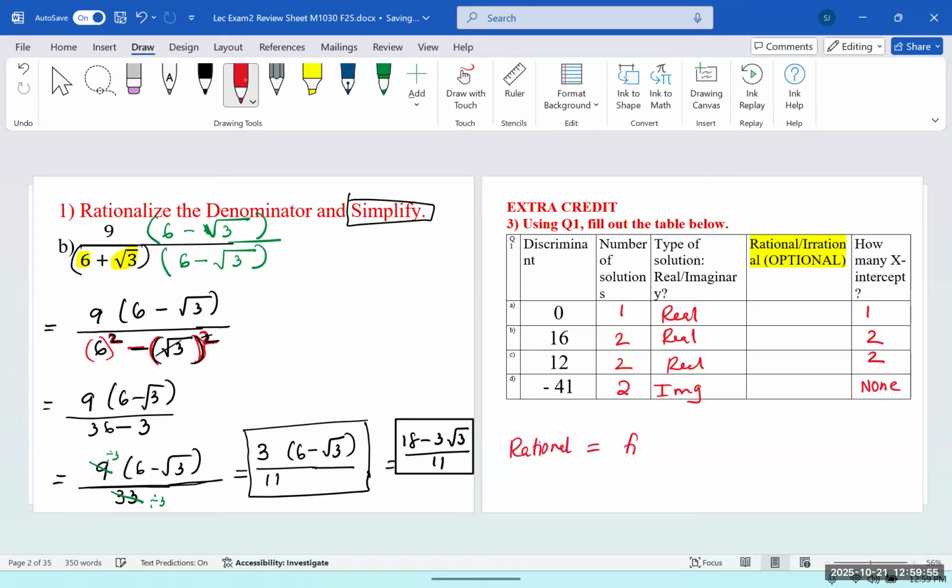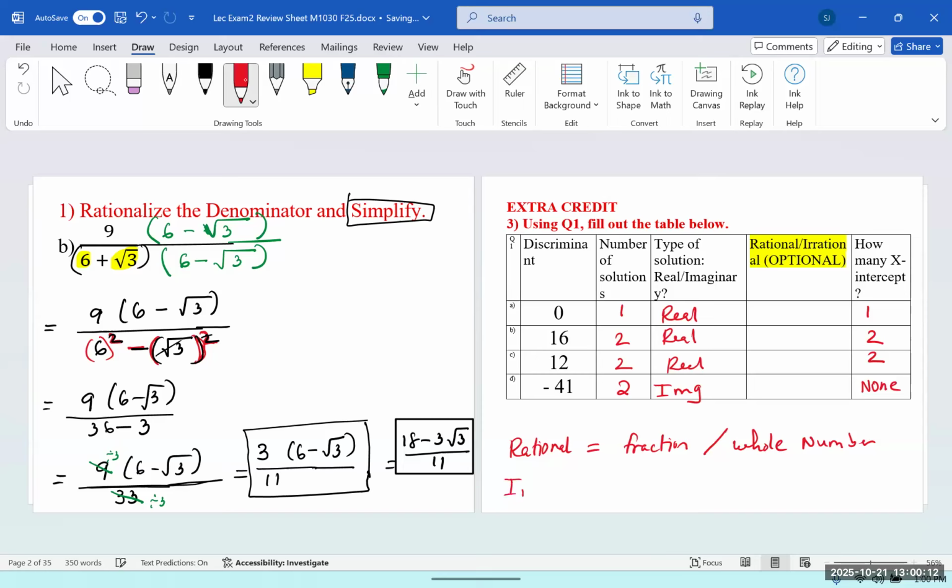Rational means fraction or whole numbers. Whole numbers are also rational because every whole number has 1 below that, so you can write it as a rational. But mostly rational means fraction.